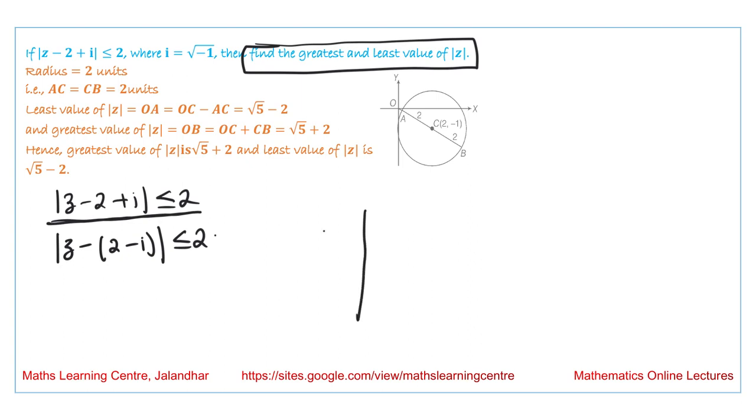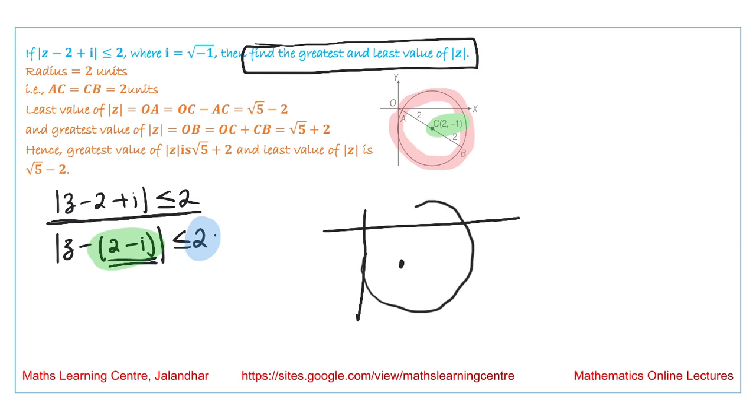If we represent this circle, the point 2 minus iota will be somewhere over here. And if we plot this circle, it is shown over here. This is the circle we are saying. The center of this circle is 2 minus iota, and the radius of this circle is 2. So if we plot this figure, we have the circle in this form. Now we are asking, what is the minimum value of mod z?